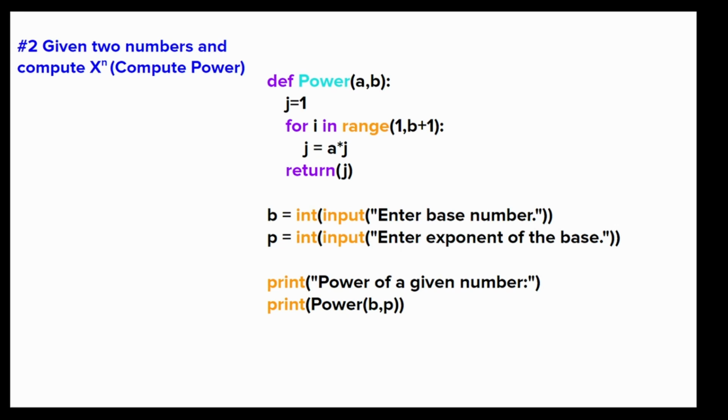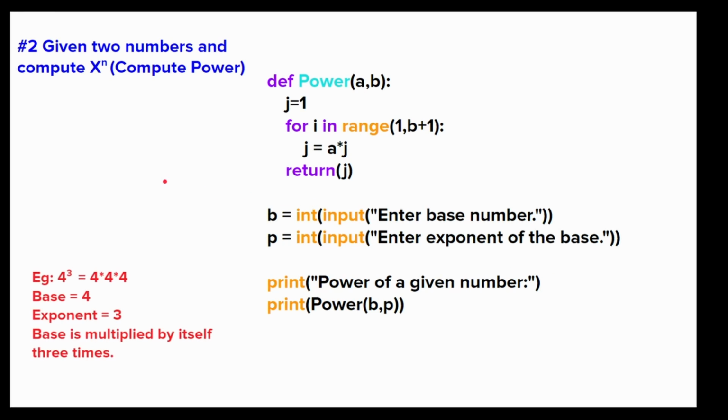So let's start. I'll explain what is x raised to power n first. For example, as you can see on my screen, 4 raised to power 3 is given. That means 4 will be multiplied by itself 3 times. And in this case, base is 4 and exponent is 3. So let's begin with the code.